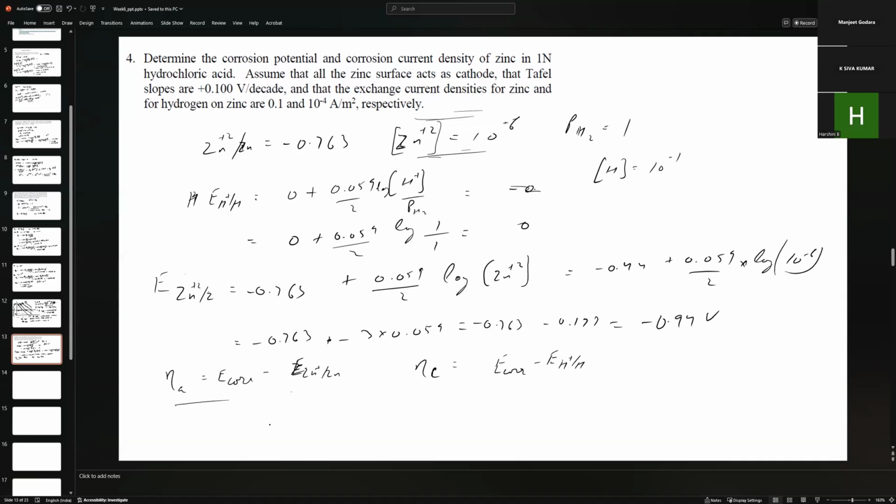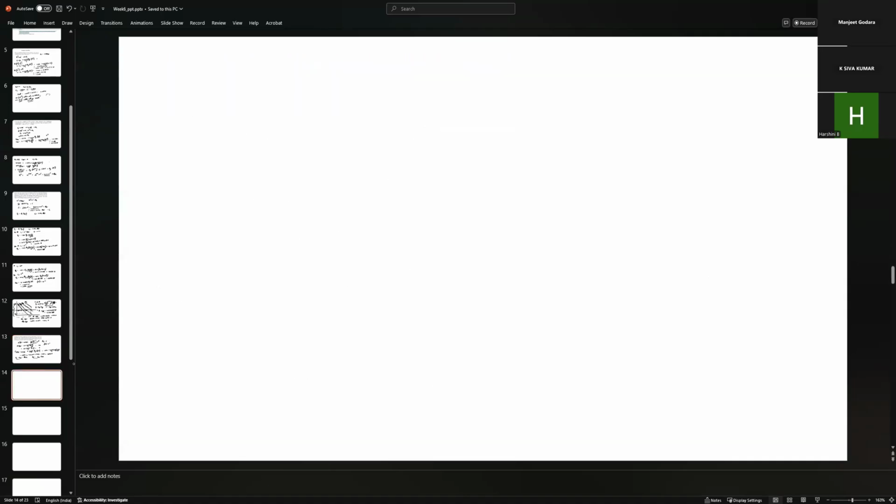So cathodic and anodic overpotential. Writing the Tafel equation, beta log of I corr over I naught, and for cathodic minus beta log of I corr over I naught. So substituting these two, you get E corr minus the cathodic part, minus 0.1 log of I corr divided by the current density, just 10 to the power minus 4.